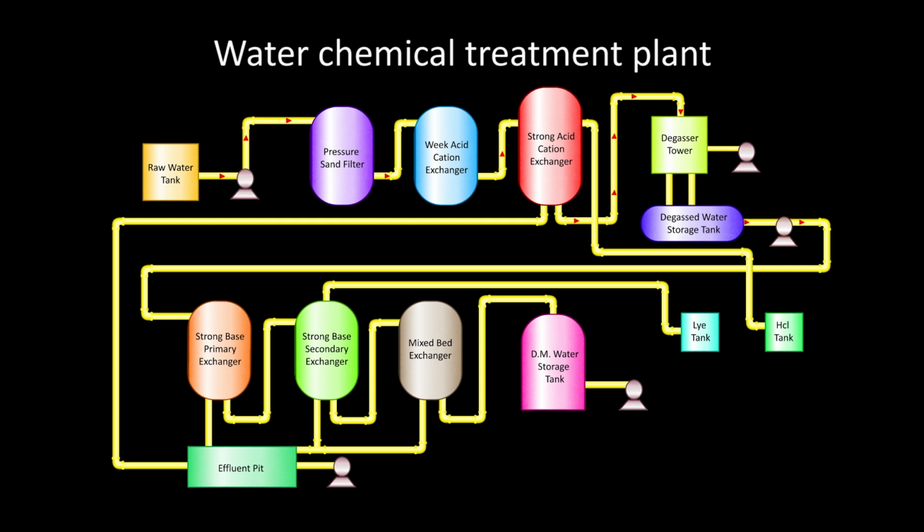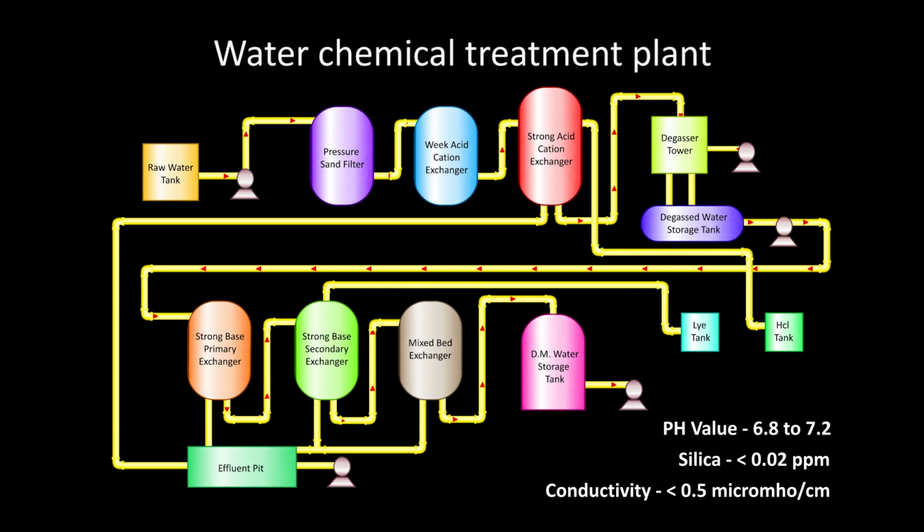The anion filter removes chloride, carbonate, sulfate, etc. in first stage and silica in second stage, and thus DM water is produced. The quality of DM water with pH value 6.8 to 7.2, silica less than 0.2 ppm and conductivity less than 0.5 micromho per centimeter is ensured before pumping to boiler house.